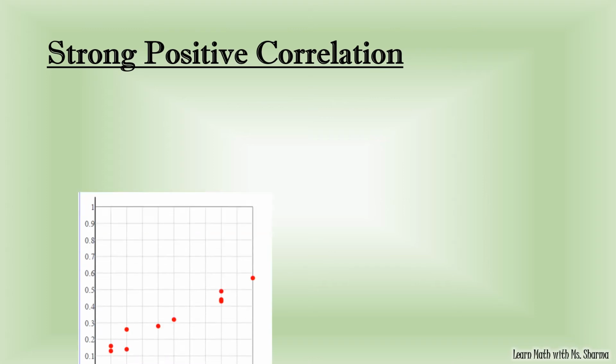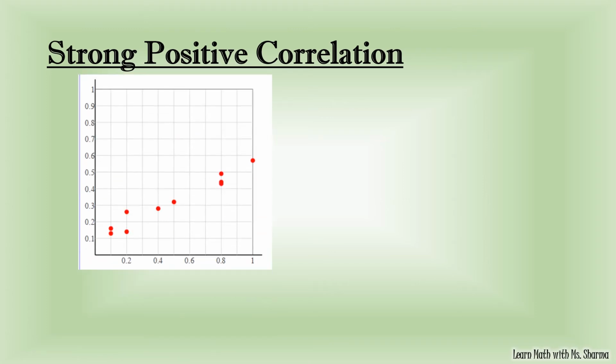Strong positive correlation. You can see the data values are closer together. If you draw the line, some of the data will be on the line and some will be closer to the line.